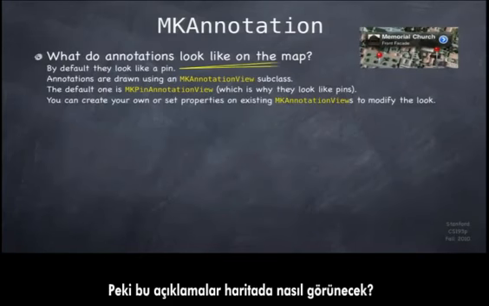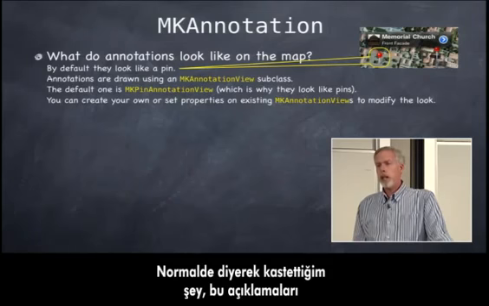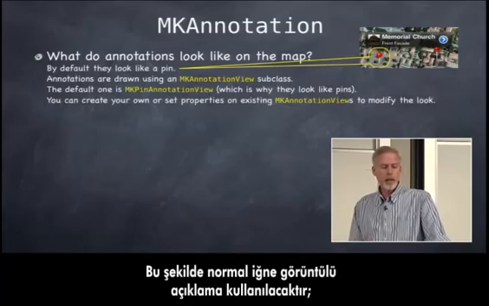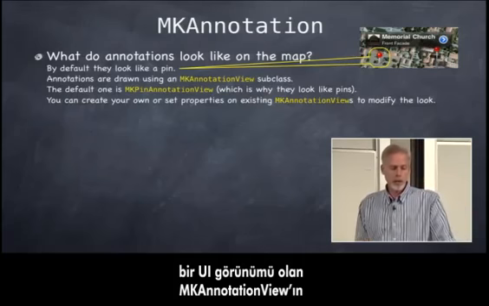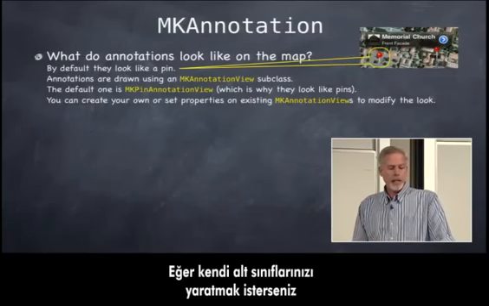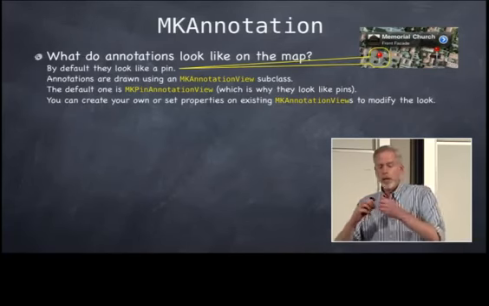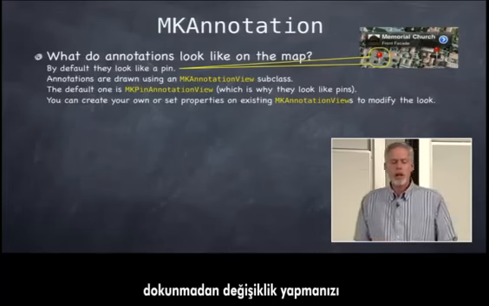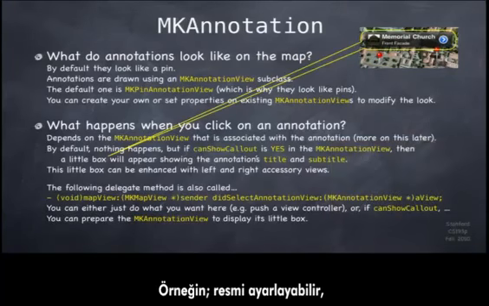So what do annotations look like on the map? We saw this a little bit earlier. By default, they look like a pin. By default, I mean if you don't associate any kind of annotation view with an annotation, it uses the pin annotation view as the default. But annotations in general are drawn using a subclass of MKAnnotationView, which is just a UIView. You can create your own subclasses of MKAnnotationView if you want to draw something funky. But the basic annotation view has some nice features for letting you modify it without subclassing as well. Like you can set the image, so the pin, for example, could be a different image or whatever.